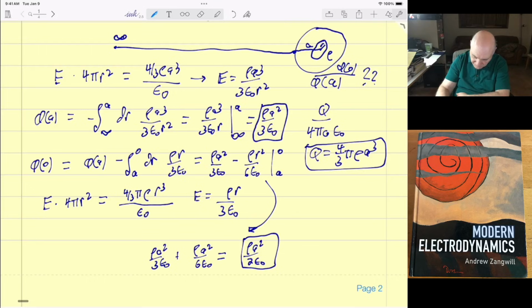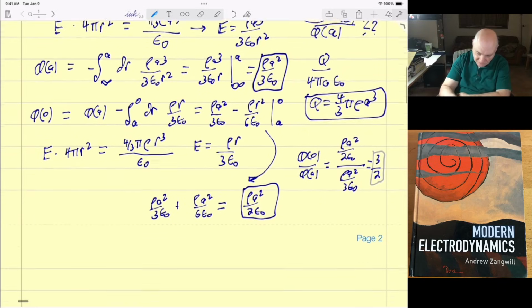The ratio of phi of 0 over phi of a is equal to rho a squared over 2 epsilon 0 divided by rho a squared over 3 epsilon 0. This is equal to 3/2. Okay, so that's the answer for a sphere.